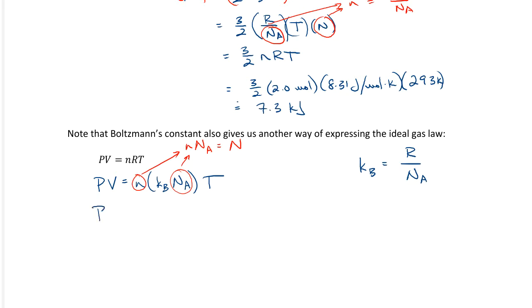So the pressure times the volume then is just equal to the number of particles multiplied by Boltzmann's constant multiplied by the absolute temperature. The other version of the ideal gas law that we saw is in terms of the number of moles, and this one is now in terms of the number of particles. So that gives us sometimes an easier option depending on what's given in the question. So that's an introduction to the ideal gas law.